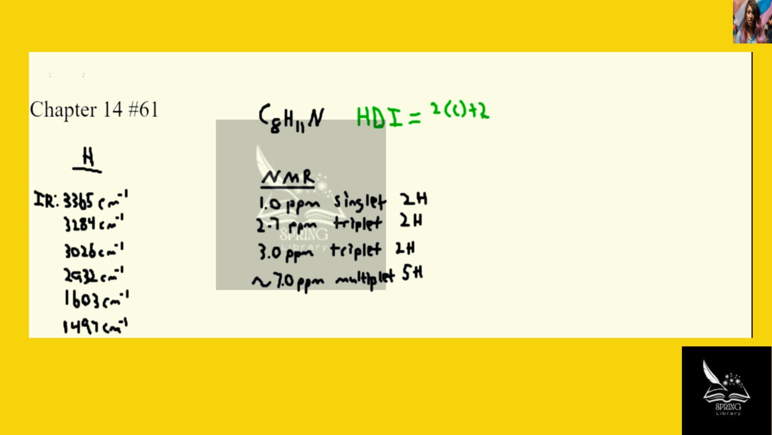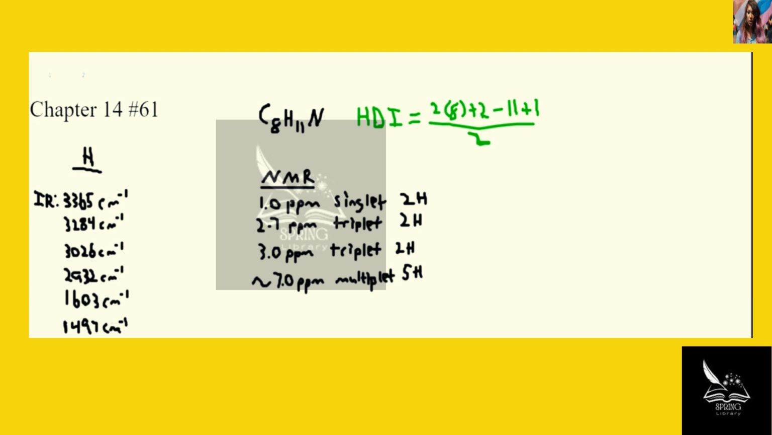So it's going to be 2 times 8, since we have 8 carbons, plus 2, minus the number of hydrogens. And in this instance, we have a nitrogen, so we also need to add 1 for each nitrogen that we have. So we have 1 nitrogen, so it's going to be plus 1. And then all of that is going to be over 2.